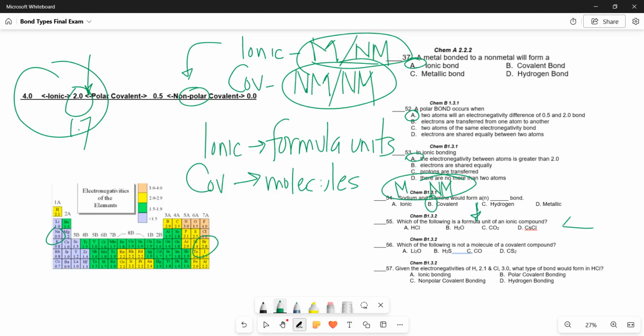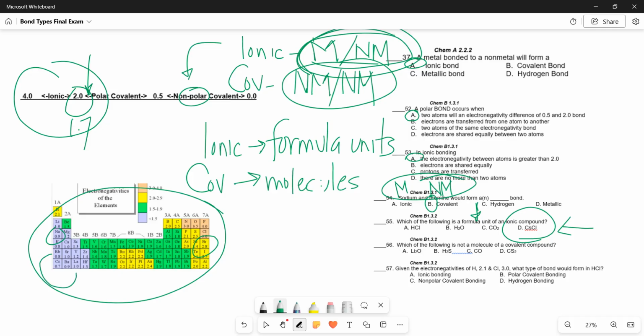I could, for all of these choices, do the electronegativity difference, but I'm going to go with my definition of ionic being a metal with a nonmetal. So A is hydrogen with chlorine. That's a nonmetal and a metal. Or I'm sorry, it's a nonmetal and a nonmetal. Even though hydrogen's on the metal side, it is not a metal. B, water has hydrogen and oxygen, 2 nonmetals. C, carbon and oxygen in carbon dioxide, 2 nonmetals. But here, D, cesium is down here and chlorine is over here. That is going to be your ionic compound that has formula units or crystal lattices.